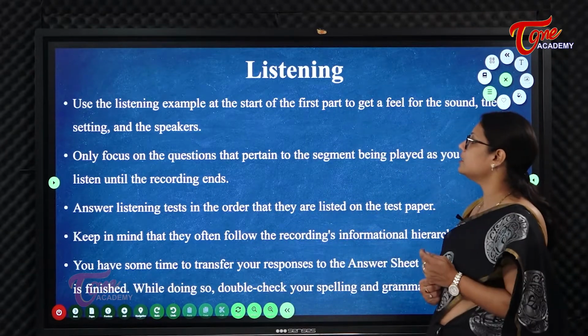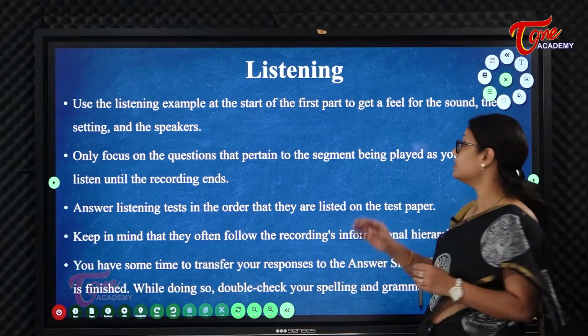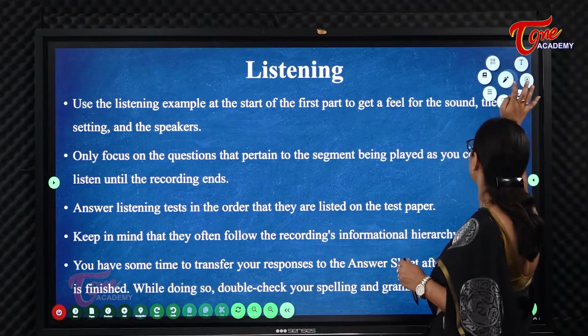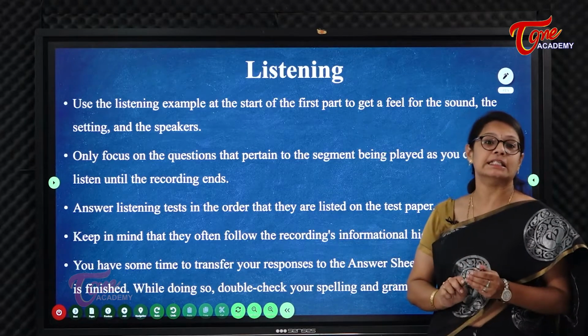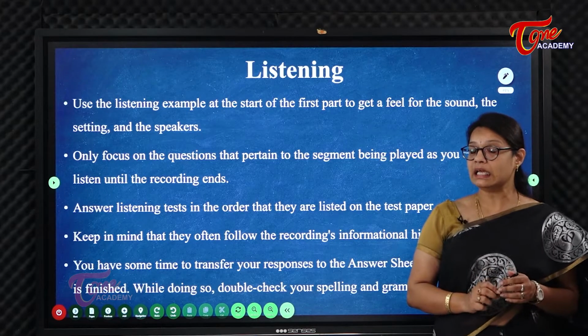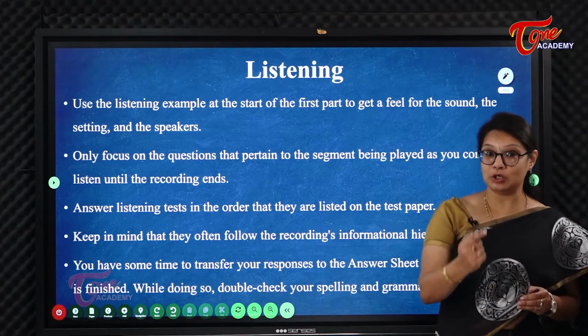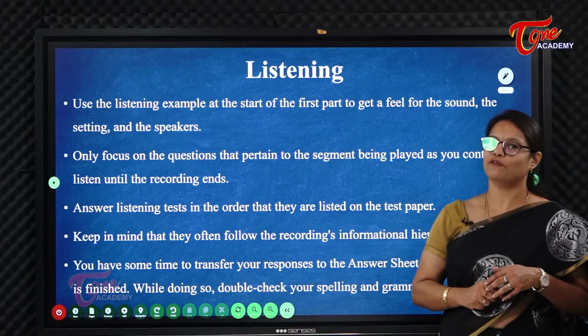The first thing is to use the listening examples at the start of the first part of your practice to feel the sound and to ensure the setting and the speakers are working the right way. Remember, for listening, the speakers have to work perfectly well so that when you start listening, things fall in place.